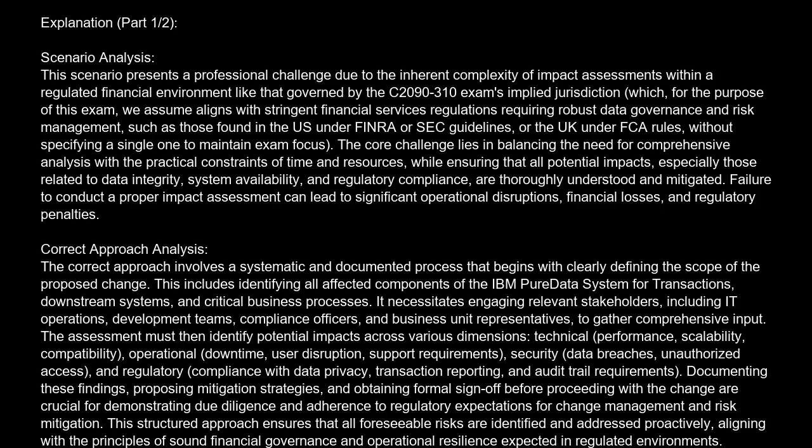To gather comprehensive input, the assessment must then identify potential impacts across various dimensions: technical performance, scalability, compatibility, operational downtime, user disruption, support requirements, security, data breaches, unauthorized access, and regulatory compliance with data privacy, transaction reporting, and audit trail requirements. Documenting these findings, proposing mitigation strategies, and obtaining formal sign-off before proceeding with the change are crucial for demonstrating due diligence and adherence to regulatory expectations for change management and risk mitigation.